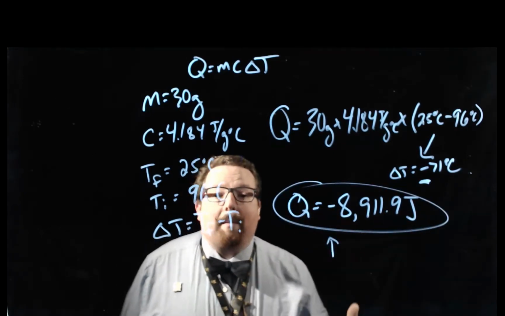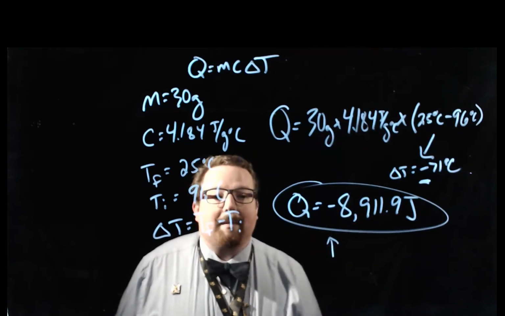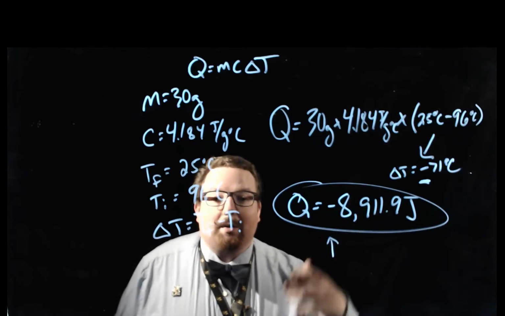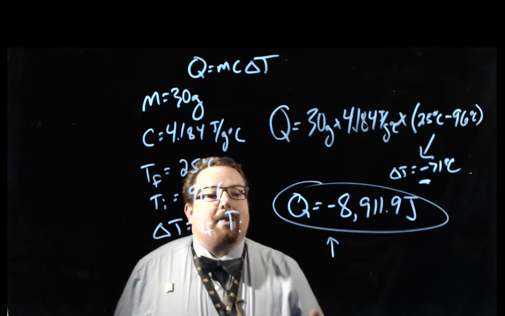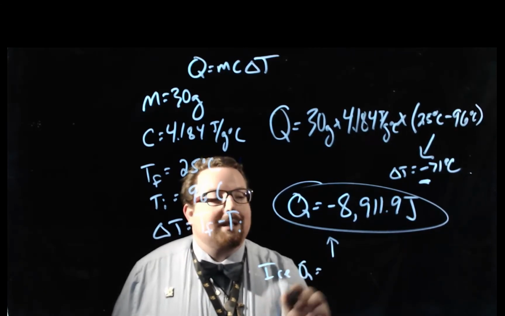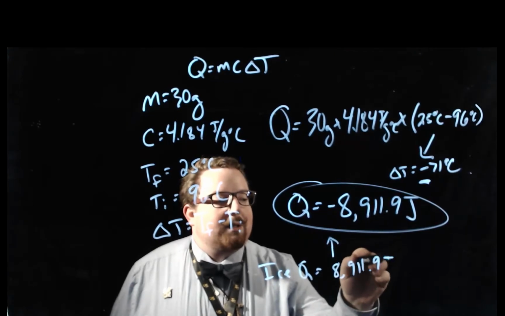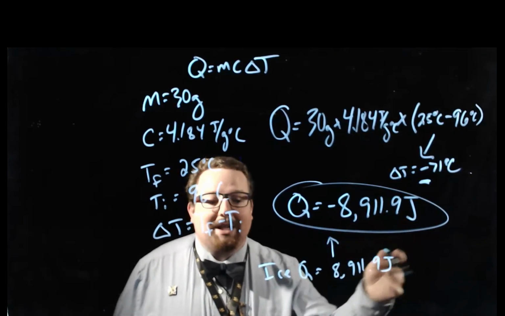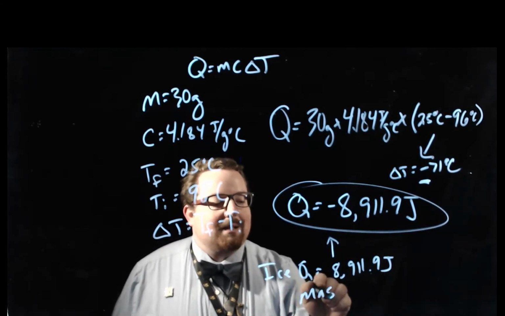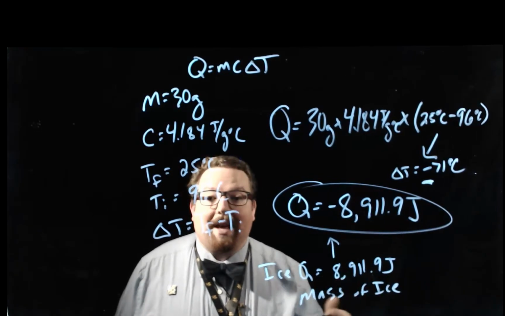We could do a problem where we go through all of this, we find out the water lost that much energy. That means that all of that energy went into the ice that you put in the water to cool it down. So then we know that the ice's heat quotient is 8,911.9 joules, which means that it gained that much energy, and you could plug it back into one of our equations to find the mass of the ice. But we're not going to do an example of that just yet.